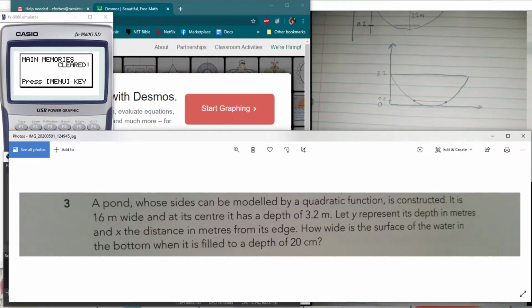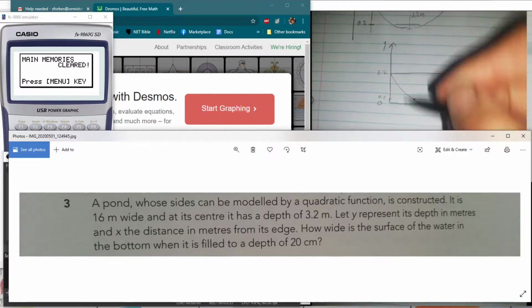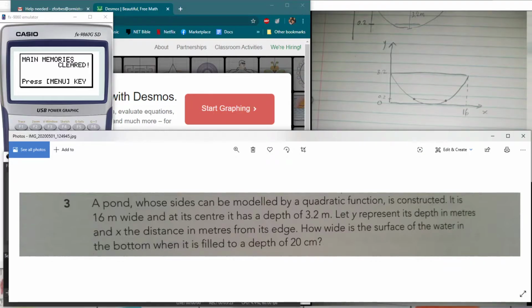It is 16 meters wide, and at its center it has a depth of 3.2 meters. So we know that it's 16 going across here, so this value here needs to be 16. So that's how we've now got our x and y. So see, I haven't really done too much algebraic solving yet. I'm just trying to get my head around the picture. I'm just going to double check it, because I'm questioning putting this up here. Who cares? Let's just fill in the details we know.